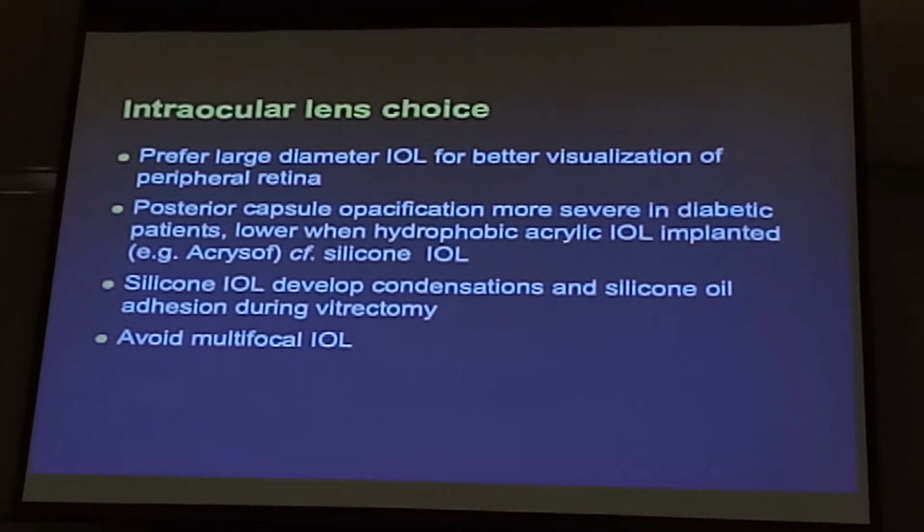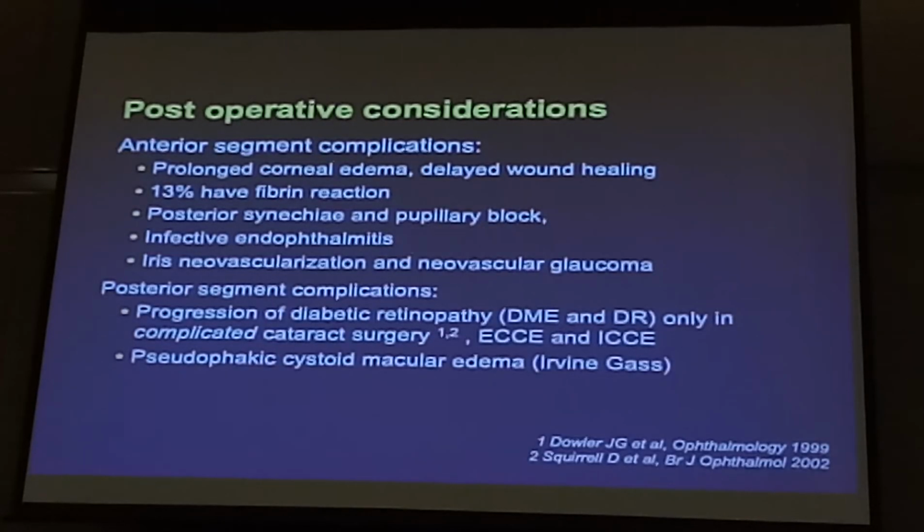And I know that it's controversial, but I prefer not to have multifocal intraocular lenses, if I think I need to examine the retina and I may need to do further treatment. And certainly, if you have to do vitrectomy with a multifocal IOL, it's going to give you much more problems. Also anterior segment complications, I won't go through most of these. But posterior segment complications are really important.